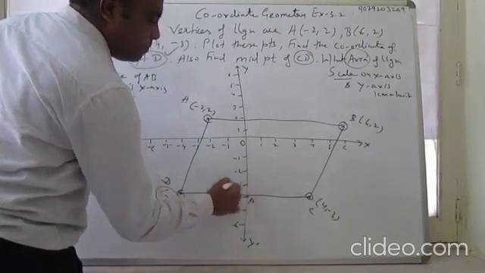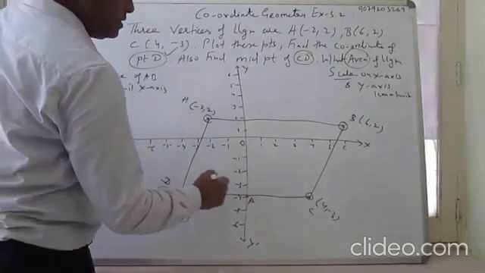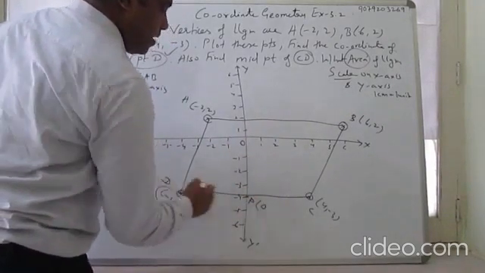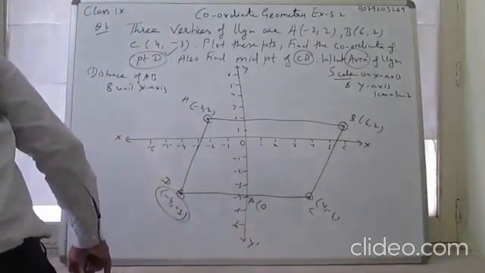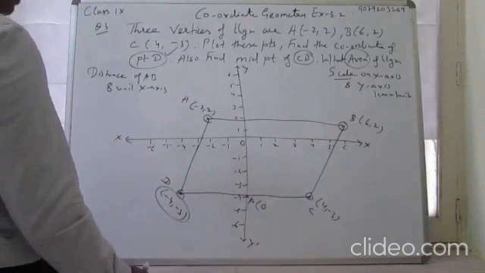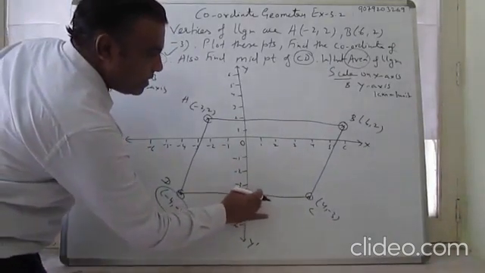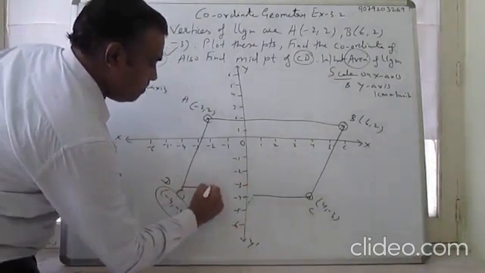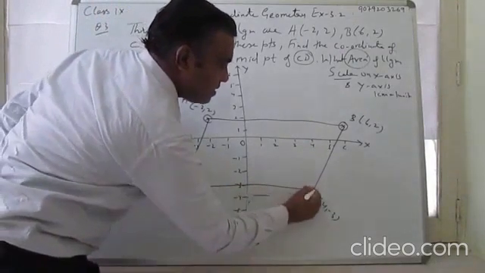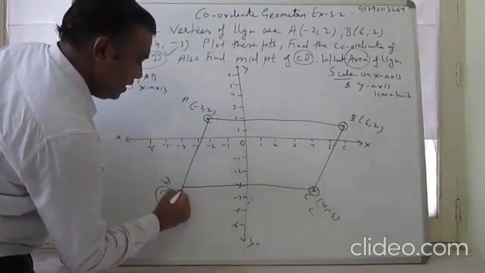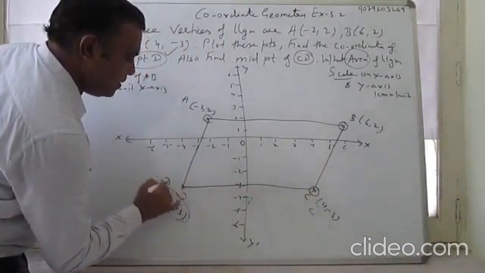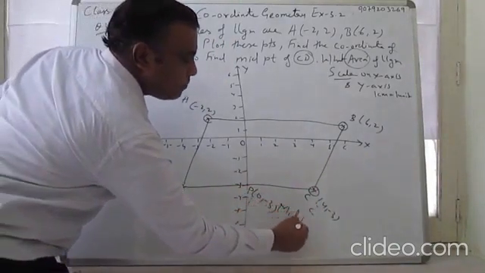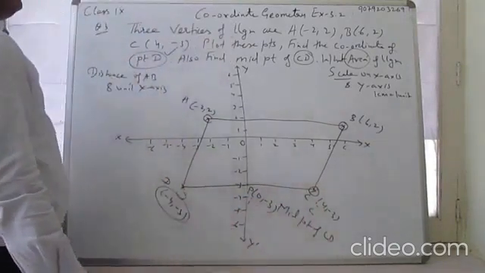Give this the name P. It is on the y-axis, so x is 0. It is 0, -3, and a line goes from here. This is point C, this is point D, and this point is P, 0, -3. This is the midpoint of CD.